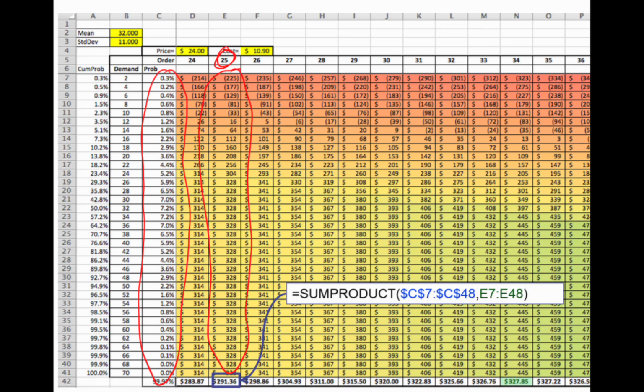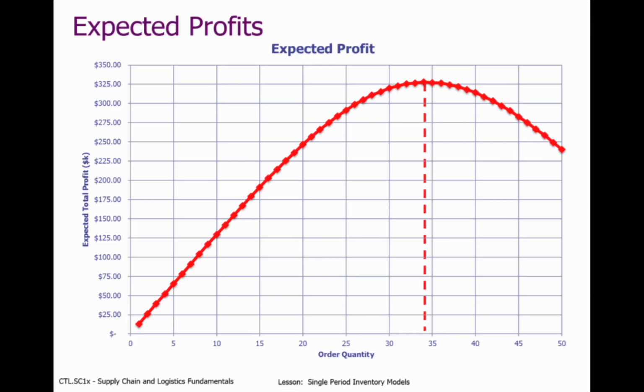If I look across here, you can see that as I increase from 24,000 all the way up to 33,000 units, the profitability is increasing, and it maximizes right around 34,000. You see I highlighted it green down here. And then as I increase further, as my Q gets bigger, my profitability starts dropping off. So I actually charted this. Along the horizontal axis is simply row 5, which is the order quantity. And along the vertical axis is that bottom row, row 42.